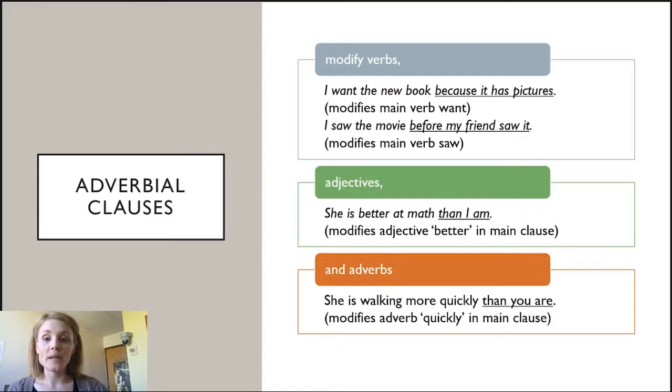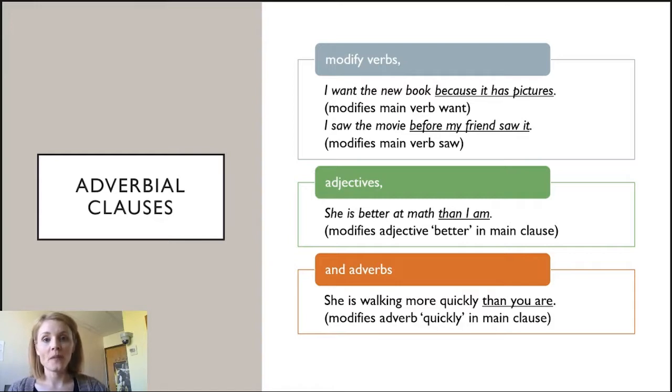Another example would be, I saw the movie before my friend saw it. And the clause before my friend saw it is modifying the verb saw, right? Because it's saying when the seeing took place, right? And then in the first example, because it has pictures, is modifying the verb want and telling why the wanting is happening.